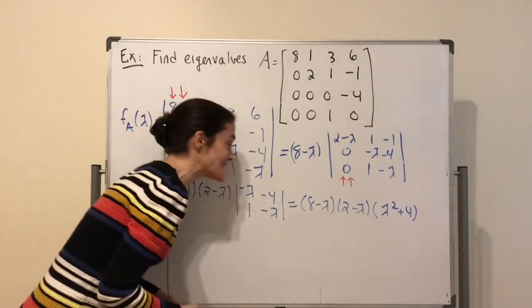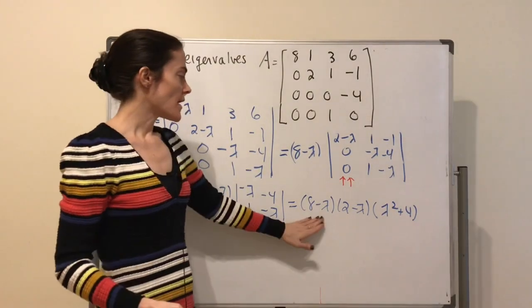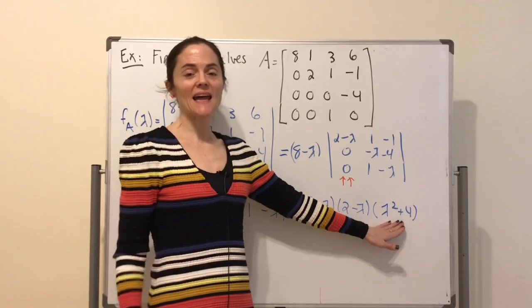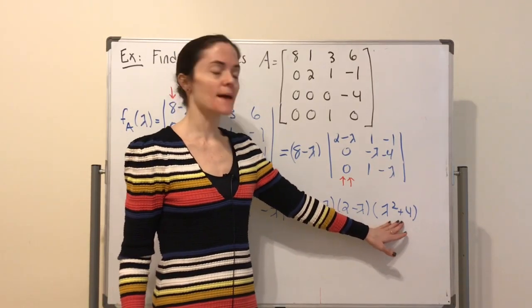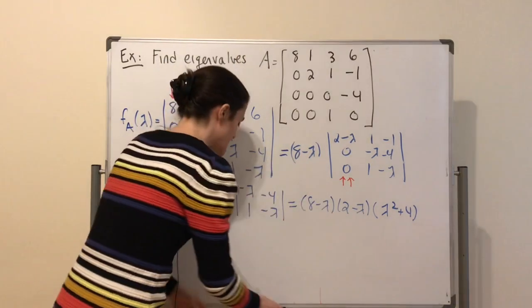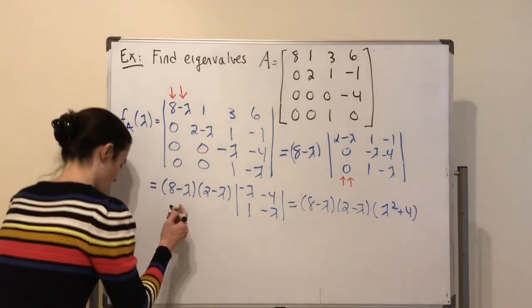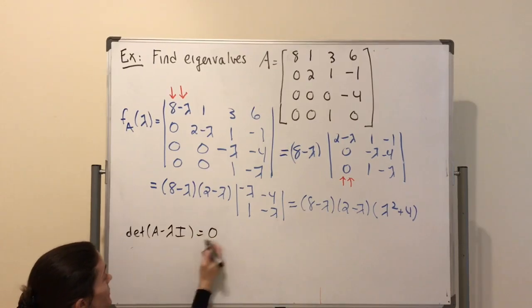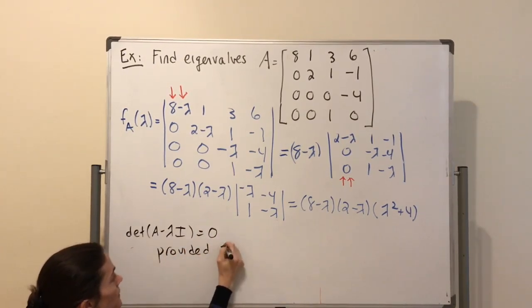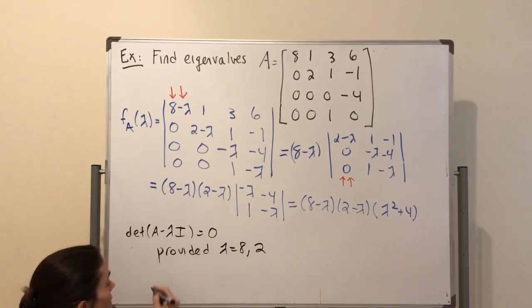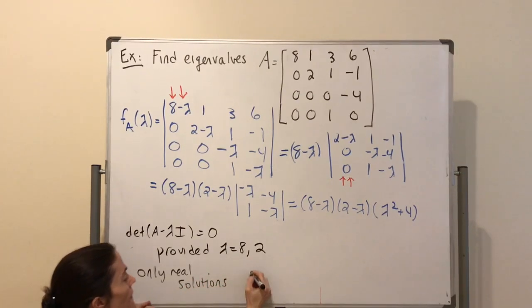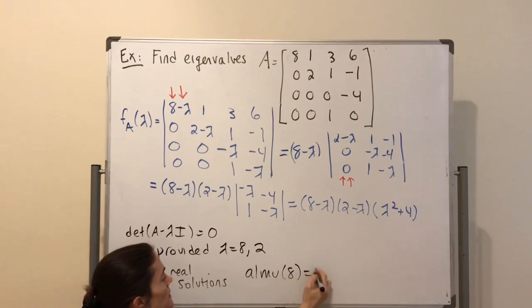Okay, great. What do we see here? Okay, fine. Lambda's 8. Okay, fine. Lambda's 2. Here, problematic. There are no real solutions to lambda squared plus 4 equals 0. So we see here the determinant of A minus lambda I is 0 provided lambda is 8 or 2. These are the only real solutions, and the algebraic multiplicity of 8 is 1. Algebraic multiplicity of 2 is 1.